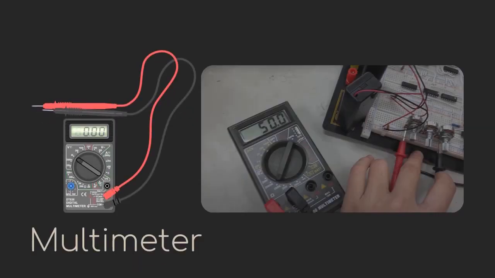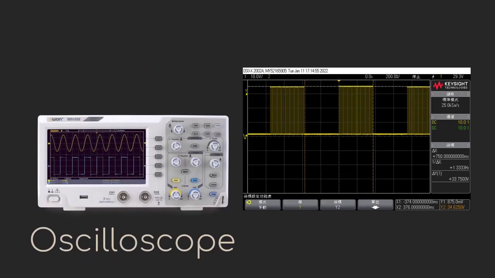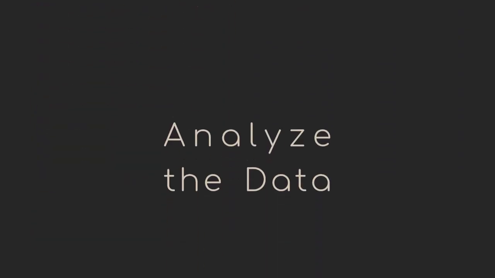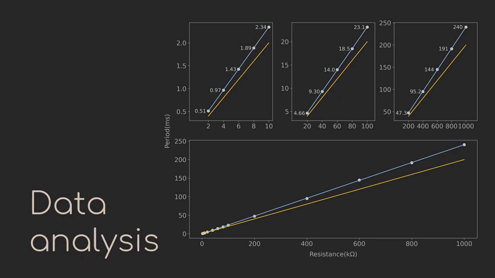We use a multimeter to measure the total resistance of the feedback resistor. Then we use an oscilloscope to observe the waveform and measure the desired information such as frequency. After collecting the data, we use Python to analyze it.